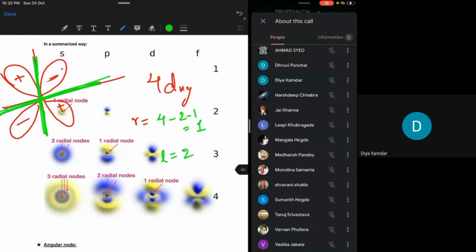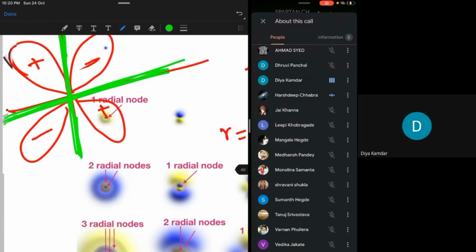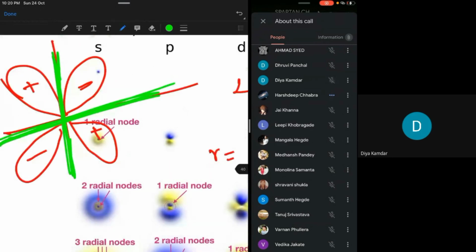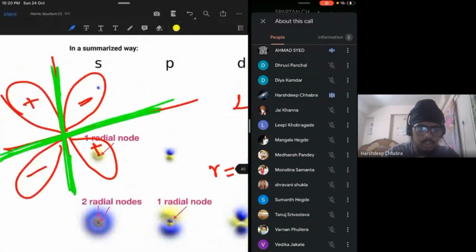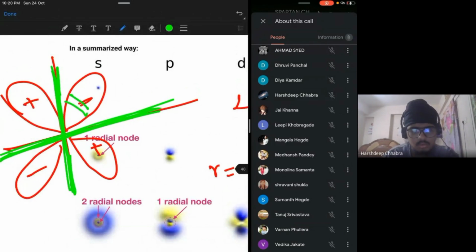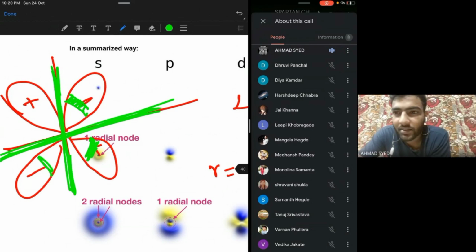Now, what is the radial node? Where is the radial node? A circle through the middle, like this. No. Let me tell you. Bhaiya, it will be in the middle, the circle will be cutting, like in the P orbital. Exactly. Here there will be something missing. Similarly here, it will be missing. Here, this will be missing.